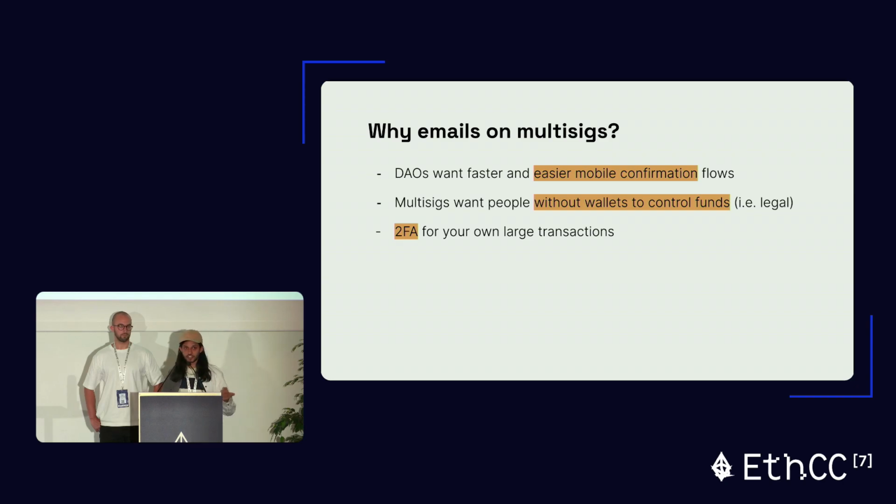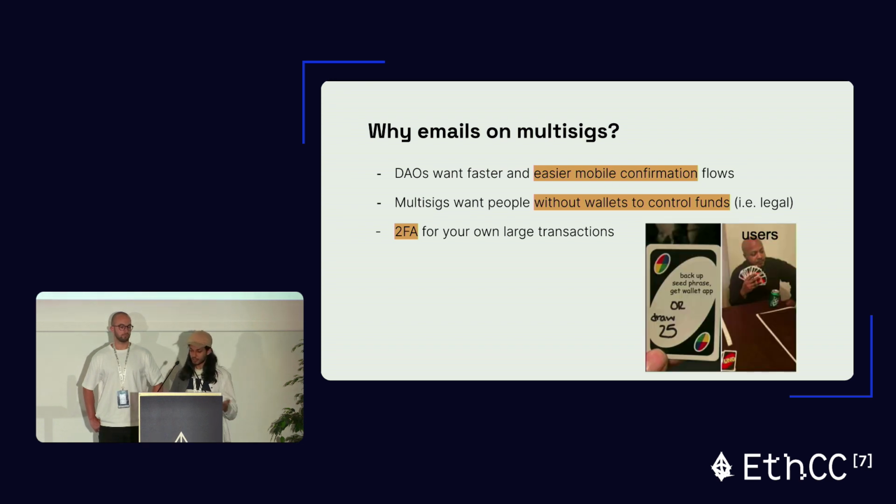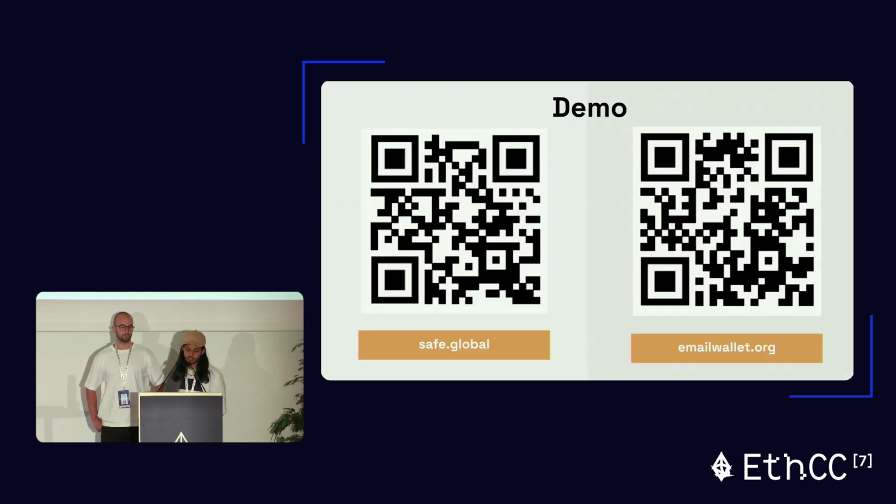And so now that we've understood how we can use ZK Email to prove emails, how we can use that to authorize smart contracts, and how we can use that to control multisigs, we now understand that there's perhaps a world in which users signing on multi-sig don't need to get their own wallet app and back up their seed phrase, and they can instead use these emails.